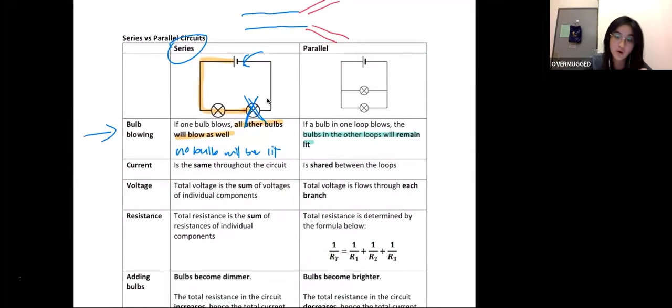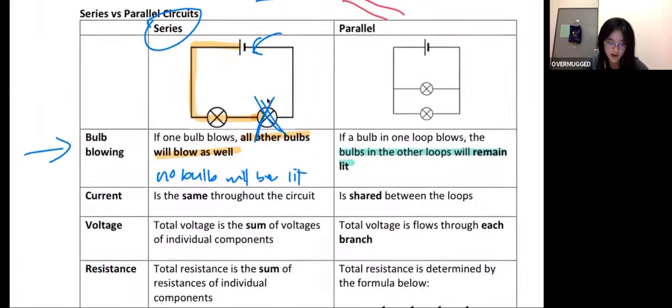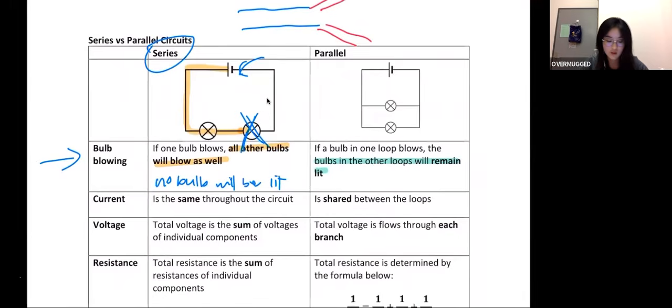Now let's explore current. In a series circuit, the current is the same throughout, which means if I put an ammeter here and I measure current and it tells me, oh, this is 10 amps, wherever I move this ammeter on the series circuit, it will give me 10 amps. So this represents total current. Take note, if you have an ammeter on a series circuit, it will always represent total current.